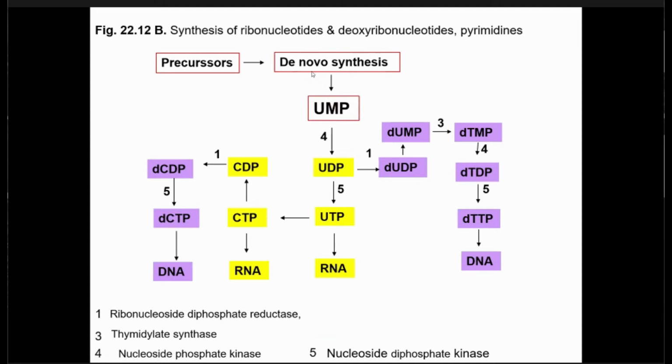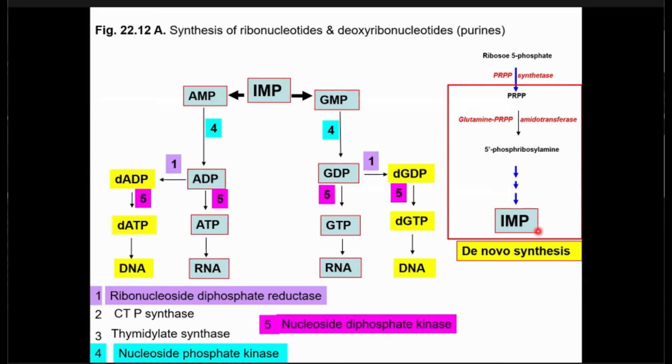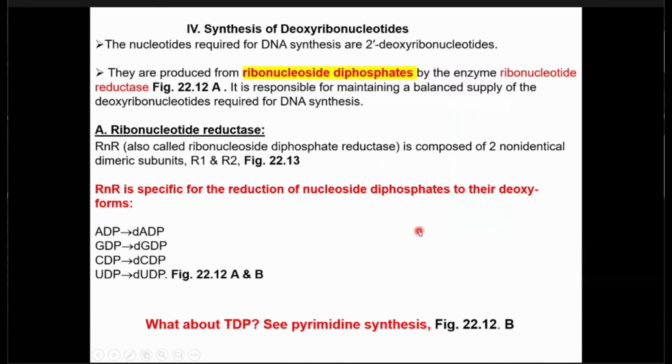Again, it's the same here. How do you make the dTTP? Because if you see here, the DNA has a thymine nucleotide triphosphate. If you look here, this is RNA. Adenine gives you deoxyadenosine. Guanine gives you deoxyguanosine. Cytosine gives you dCTP. And uracil gives you dUTP.